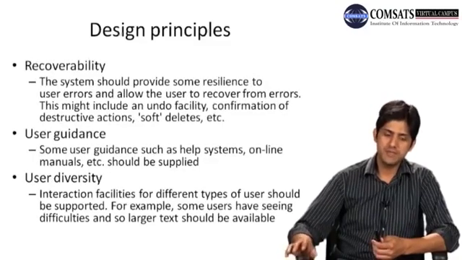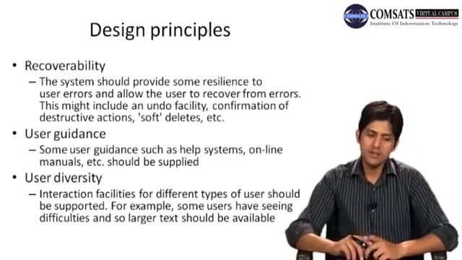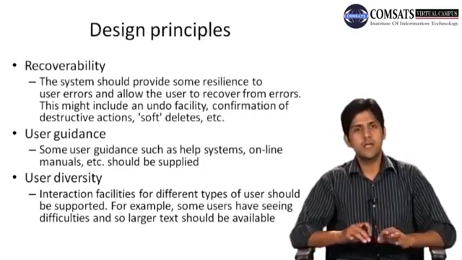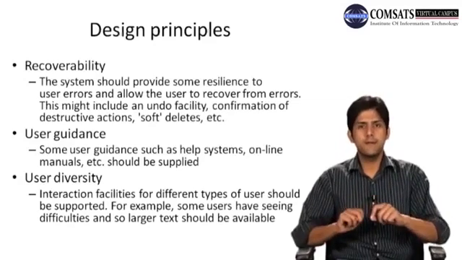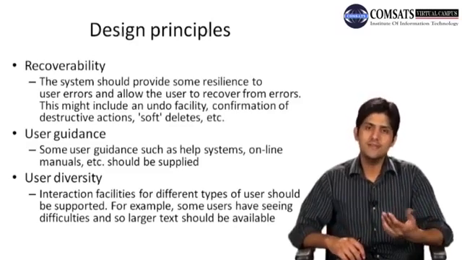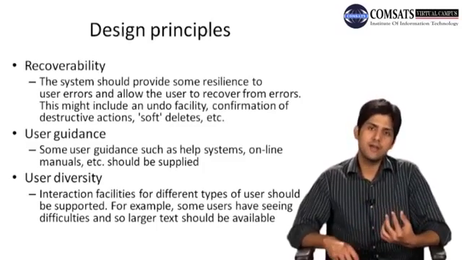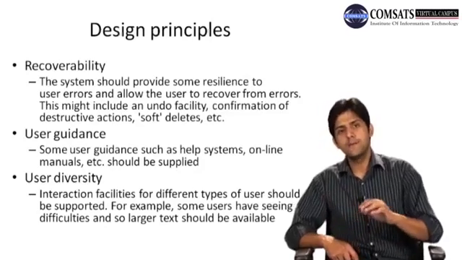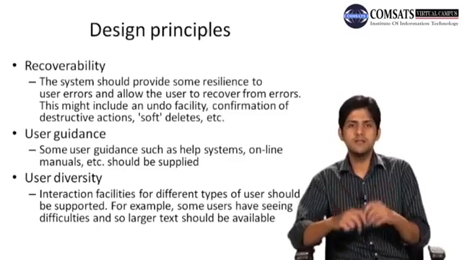And then we have recoverability. The system should provide some resilience to user errors and allow the users to recover from errors. This might include an undo facility. As you have often seen, when we are typing in Office, we make lots of mistakes. Normally we try to type very quickly, and in every line we write, we have lots of mistakes. Now Word has different facilities to recover from or fix those errors. Either we can do undo and start again, or in Word we have different kinds of spell checks, and it also checks grammatical errors and stuff like that.